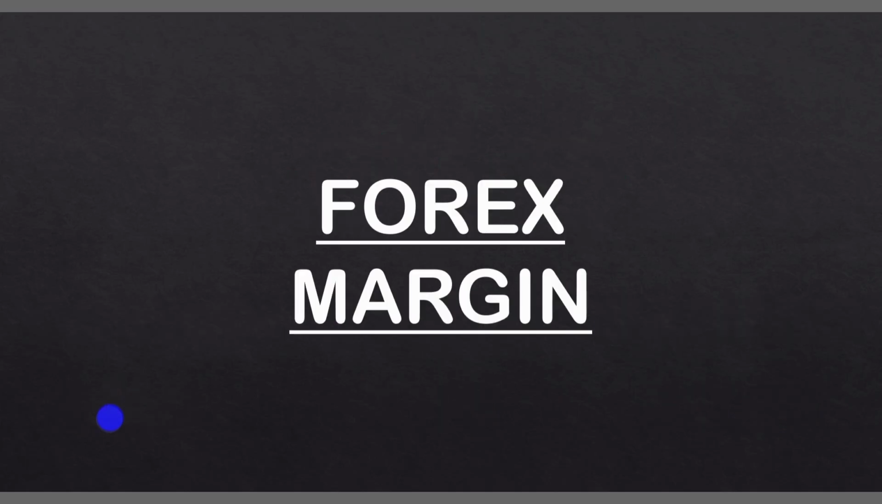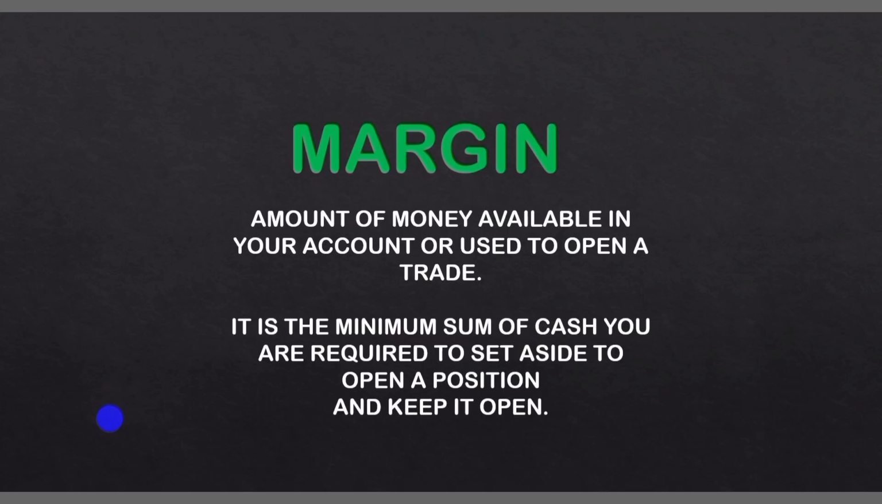So we must understand again the Forex margin. What is the Forex margin? The margin is the amount of money available in your account or used to open a position. It is the minimum sum of cash you are required to set aside to open a position and keep it open. So for you to execute a trade, your broker is going to lock a certain amount once you've placed that position. That amount that has been locked is the amount that has enabled you to execute that trade. That is what we call margin.